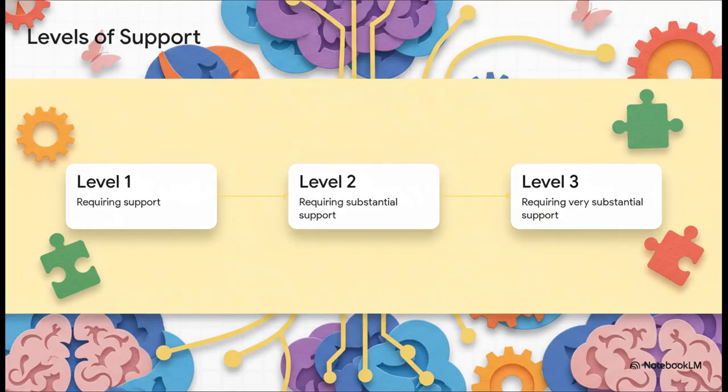Now, this is absolutely crucial. A diagnosis isn't just a simple yes or no. It also specifies the level of support a person needs to thrive. This is a huge part of understanding the spectrum idea. It ranges from level 1, which is requiring support, all the way to level 3, requiring very substantial support. It's how a diagnosis reflects the huge diversity of needs within the autistic community.